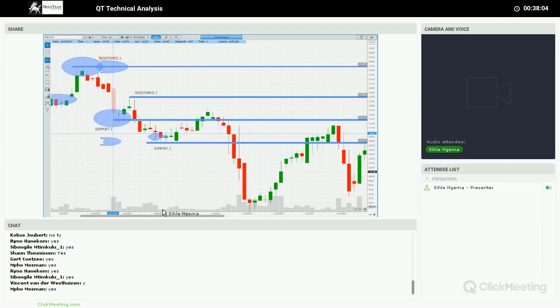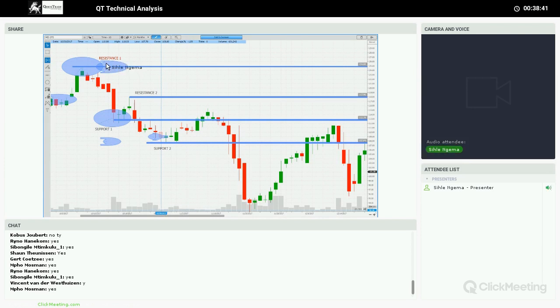So if you identify a share which has resistances which are lower and supports which are lower than the previous ones, then you need to know that the share is currently moving in a downward trend, also known as a bearish trend. And when a share is moving in a bearish trend, please do not go against the trend and buy the share. The share is supposed to be a sell. You are supposed to sell the share. Do not buy the share.